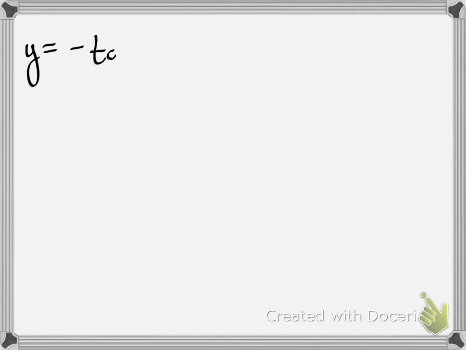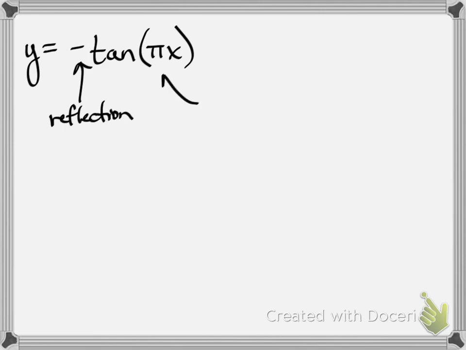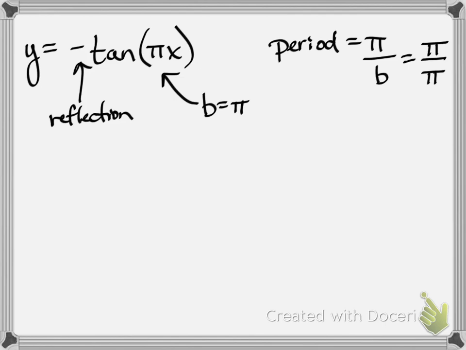Let's do negative tangent x. Let's affect the period. Let's do negative tangent of pi x. Okay, so we have a negative, which is the first thing you read, so that's a reflection. And we have a b value. So for sine and cosine, the period is 2 pi over b, but the formula for tangent is the period is pi over b, because tangent's period is only pi units long. So it is actually pi over pi.